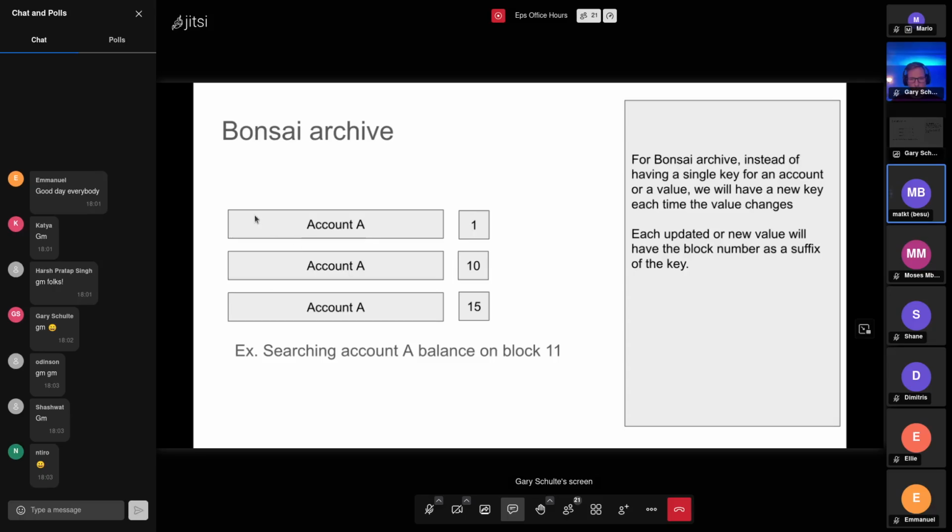So we'll still have a lot of duplication, but the flat database is still smaller because we don't have all of the intermediate nodes. So it will still be better than a Forest node. But how will we be able to retrieve the right version? For example, if I want to retrieve an account A, what was the balance of the account A in the block 11?